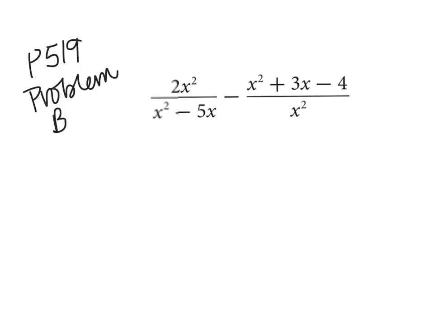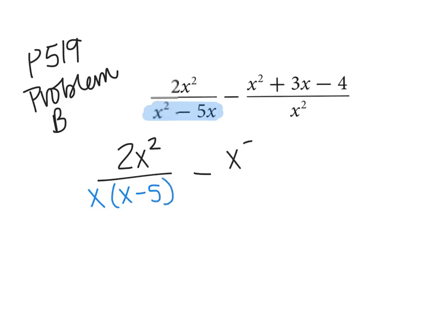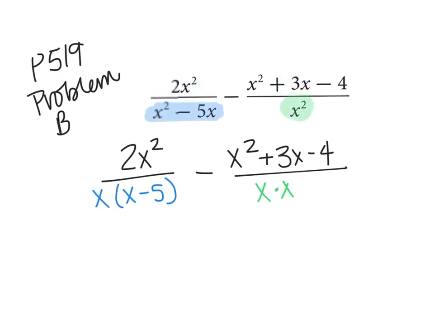So in order for us to get a common denominator, we really need to factor our current denominators and see what they actually are equivalent to. So we have 2x squared divided by x squared minus 5x factors, because I can take out an x and I'm left with x minus 5. And then minus, I'm going to leave the numerators alone for now, x squared plus 3x minus 4, divided by x squared. You cannot factor x squared, but for purposes of what we're doing today, I'm going to write it as x times x, because I want you to see what these denominators are currently made of.